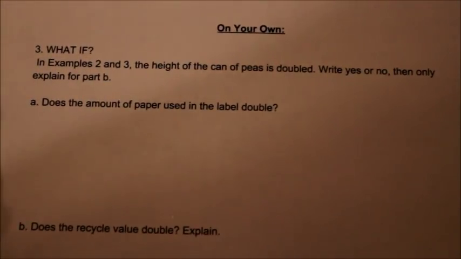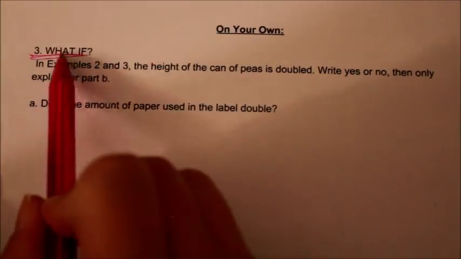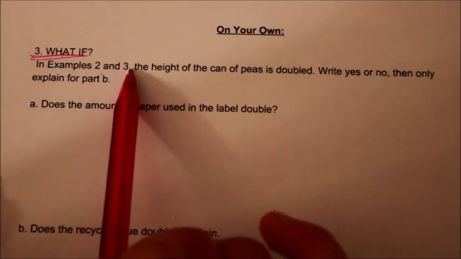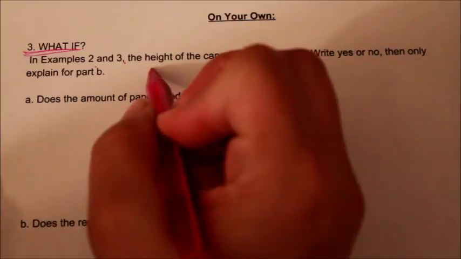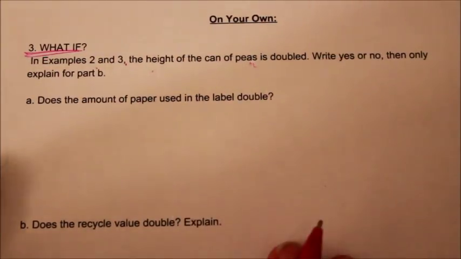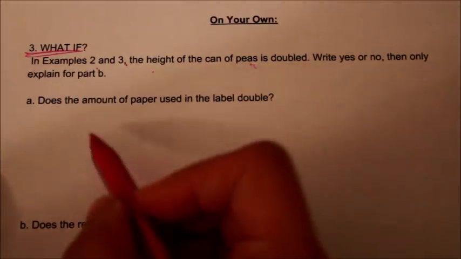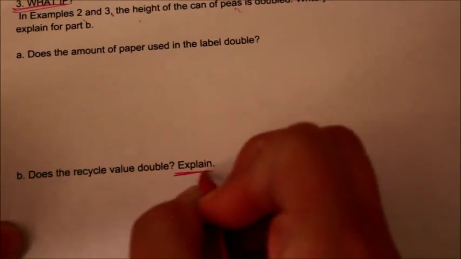Alright, and then if you don't have any questions, now you're going to do the on your own portion. Please note that this first part is what if. So what if we went back to examples 2 and 3 and we changed the height of the can of the peas? Answer A and B using this part. This one's just going to be yes or no. This one's going to be yes or no, and then tell me why.